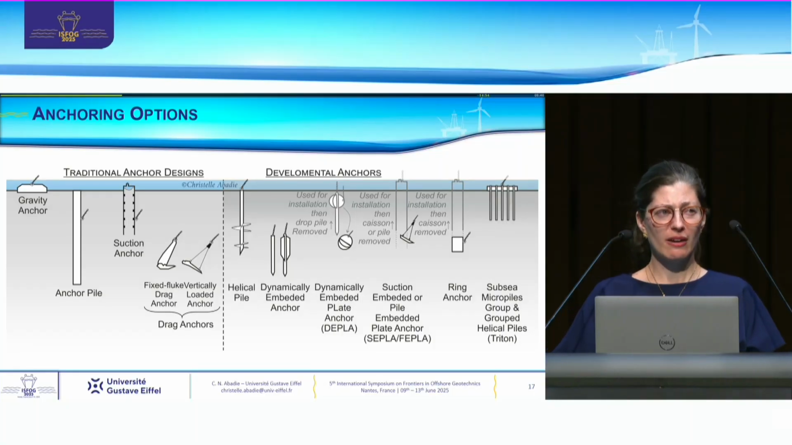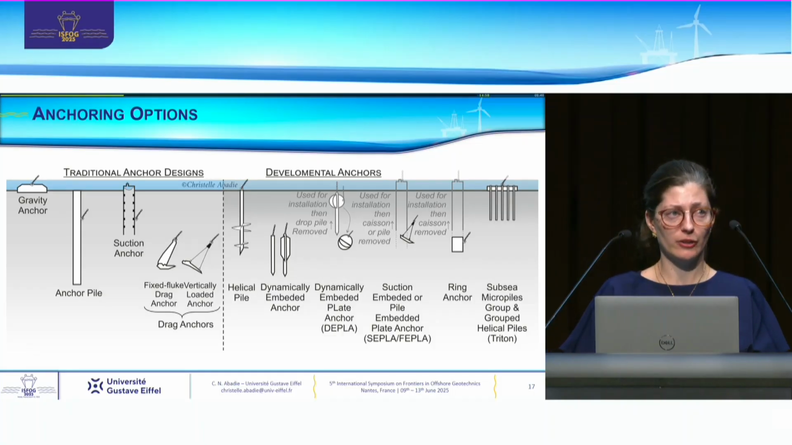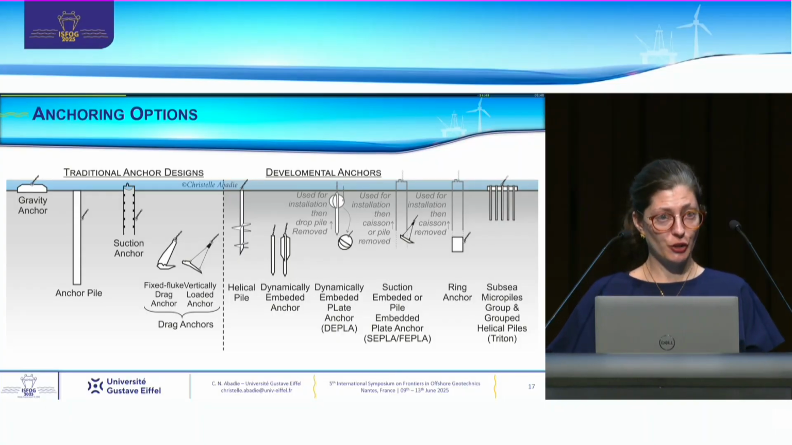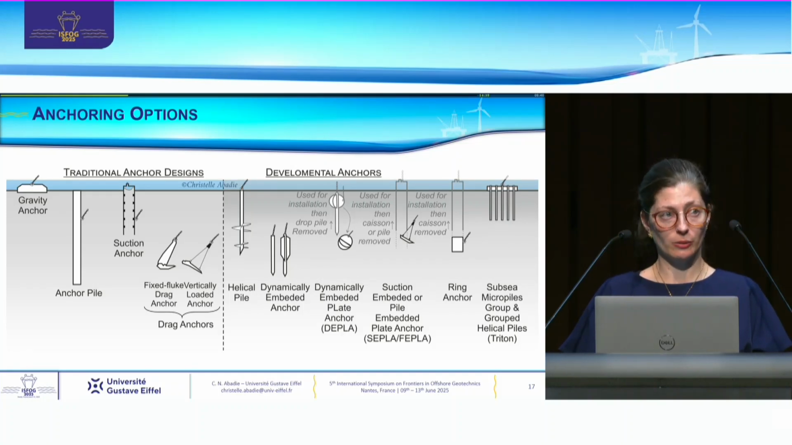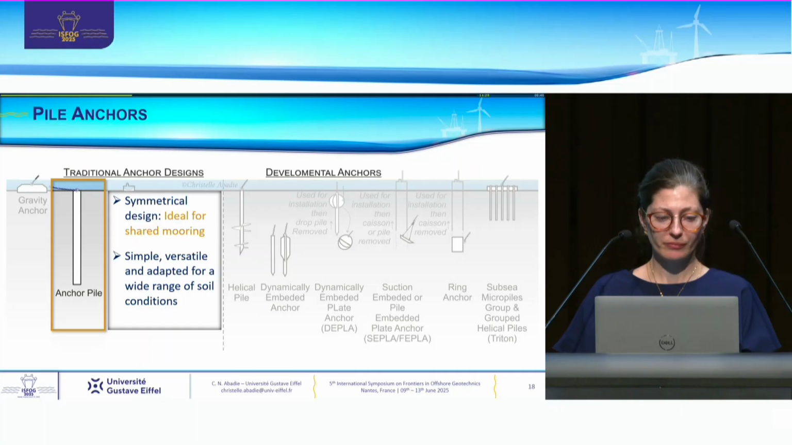There are several types of anchors that can be used to moor catenary mooring lines and other types of mooring lines, and I've summarized them here on this slide. They are usually categorized in 2 types of anchors, traditional and developmental. Traditional because we've had some experience in oil and gas, and there are some design guidelines for them. Developmental because that does not yet exist.